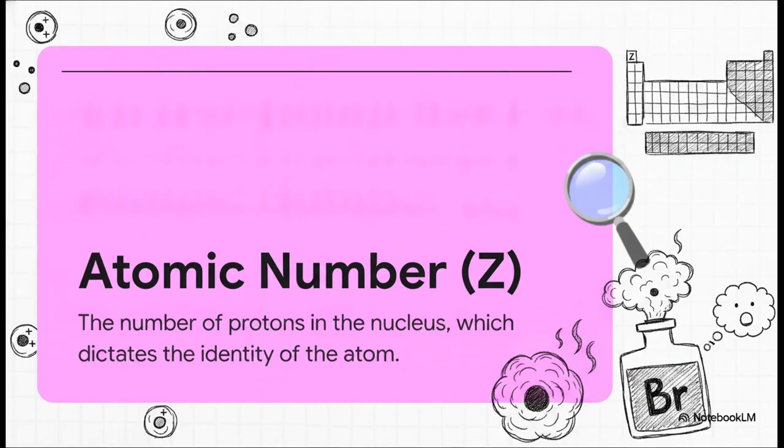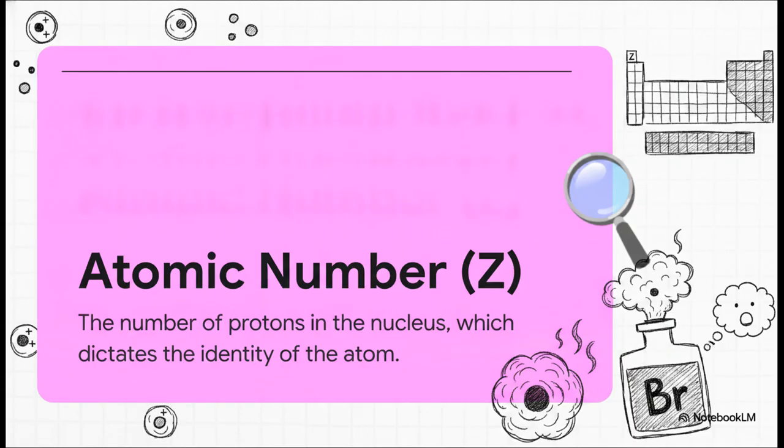First things first, the entire table is organized by the atomic number, which is represented by the letter Z. The atomic number is simply the number of protons in the nucleus. And this number? It is the absolute identity of the atom. If you change the protons, you literally change the element entirely.